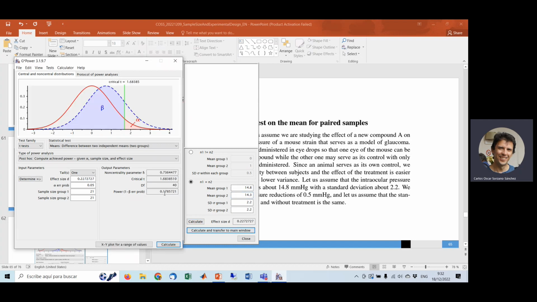So now with only 21, I have only this probability of detecting it. So only in 17.8% of the cases, I will be able to detect this change. And yeah, that is all. I think that, no, there is another important thing here.